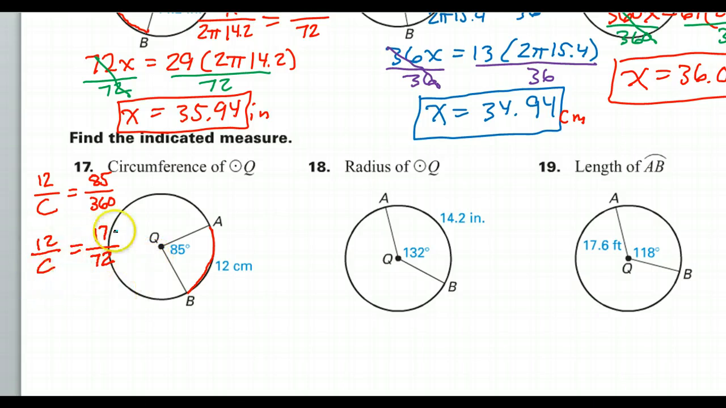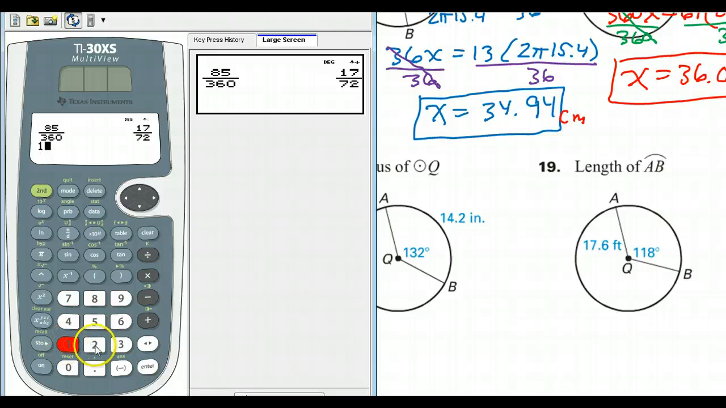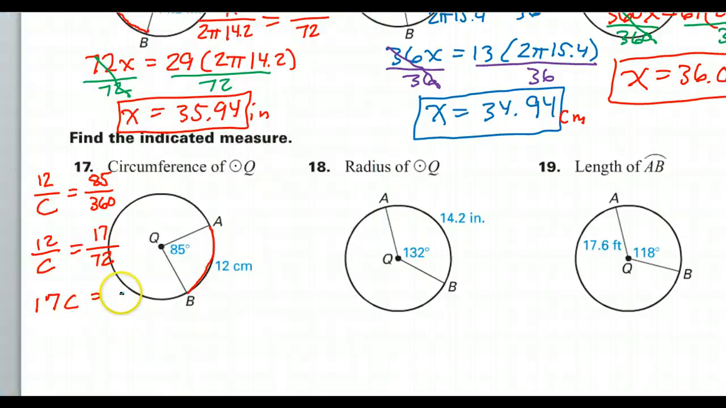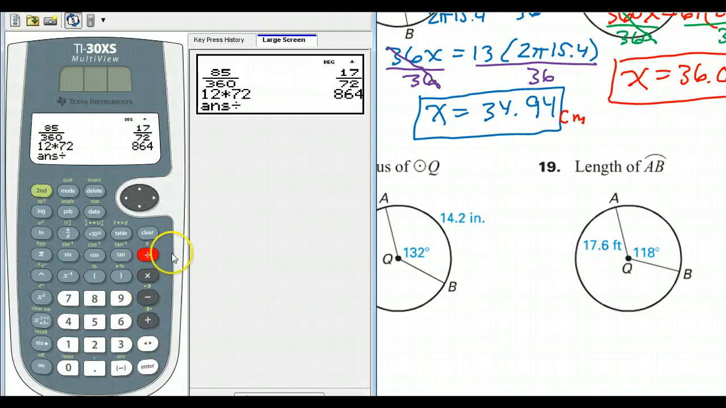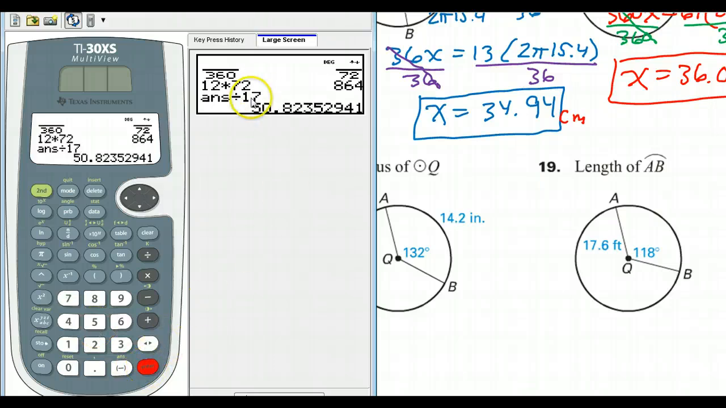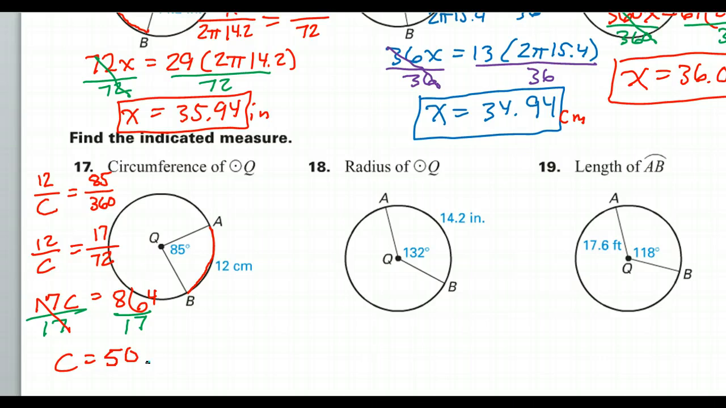Now we cross multiply. In this direction I have 17c, and in this direction I have 12 times 72, so that's 864. Then I'm going to divide by 17. These are going to cancel out, so 864 divided by 17. That's 50.82 centimeters. So that is the circumference.